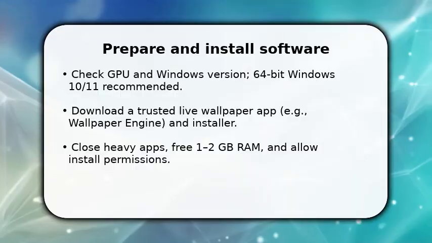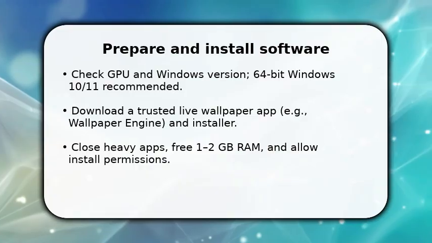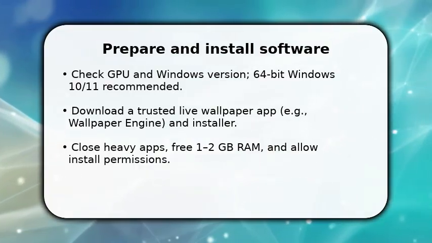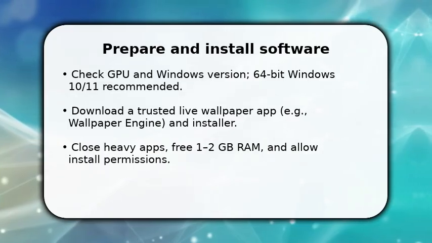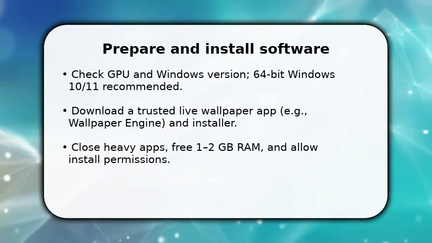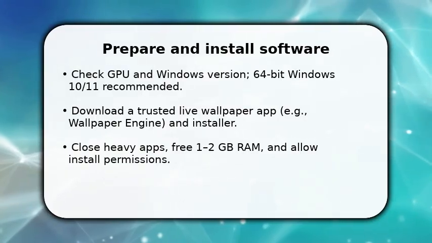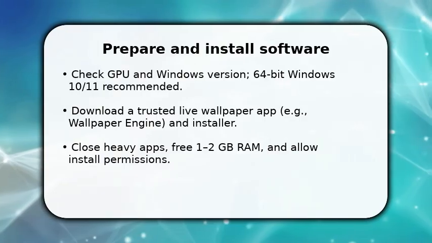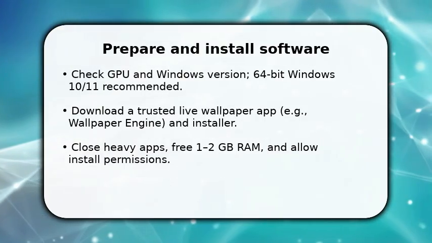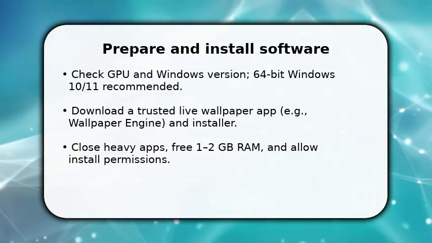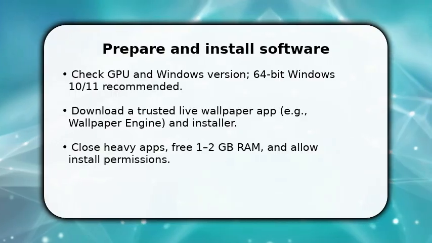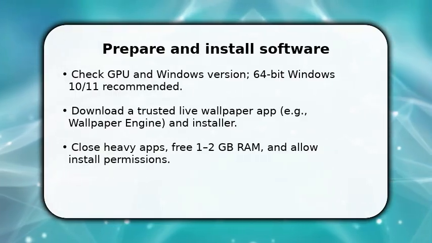Enjoy the video. You start by preparing your PC for live wallpapers. Make sure your system is 64-bit Windows 10 or 11 and your GPU drivers are recent. Once done, download a trusted live wallpaper application and run the installer with administrator rights so files and services register properly. You should close heavy apps and free 1 to 2 gigabytes of RAM before continuing. This prevents stuttering and ensures the wallpaper runs smoothly in the background.